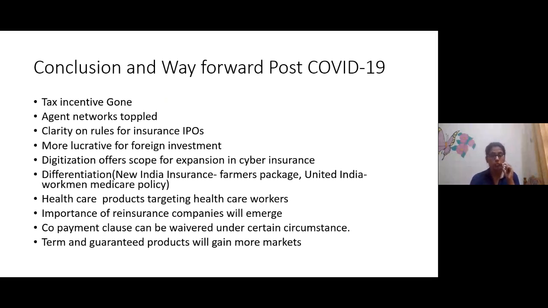Then co-payment clauses can be waived under certain circumstances. The co-payment clauses that can be found in Rogi Sanjeevani and a lot of other insurance policies can be waived because they lead to a lack of disposable income in hand. And then term and guarantee products will gain more market. People are looking for assured coverage based on the premiums that they pay. So these are some ways forward for the insurance sector, both life and health, post-COVID. So thank you.